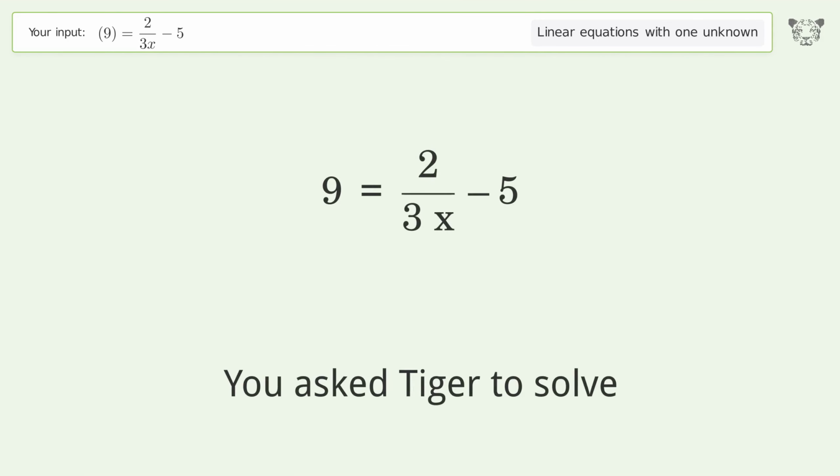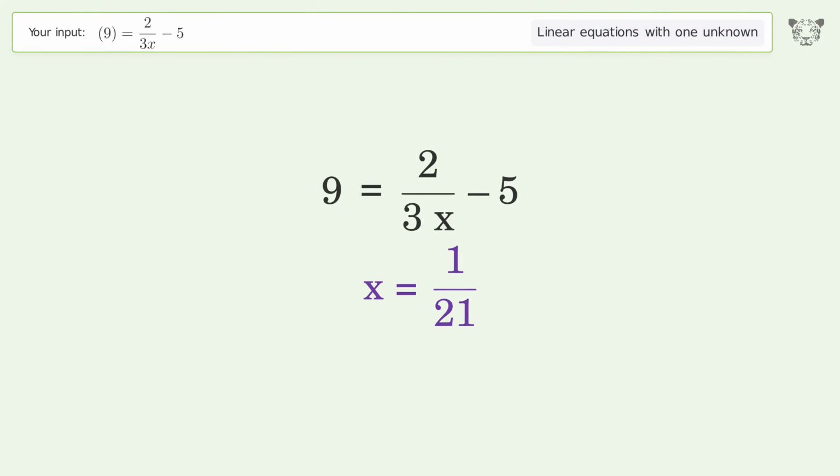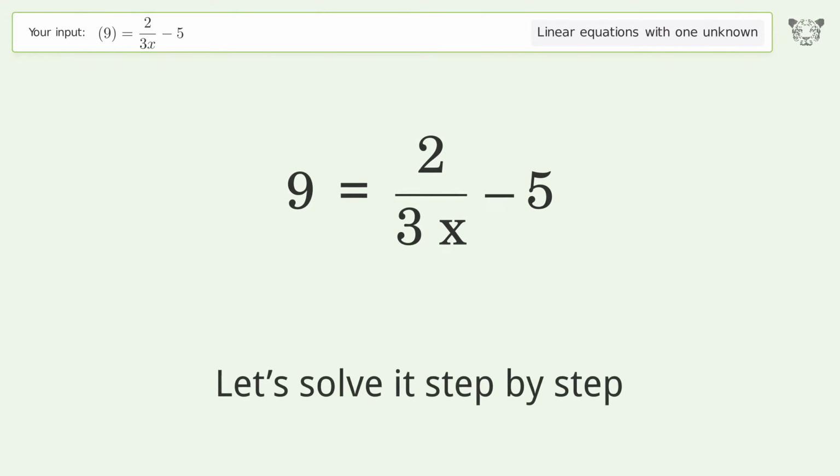You ask Tiger to solve. This deals with linear equations with one unknown. The final result is x equals 1/21. Let's solve it step by step.